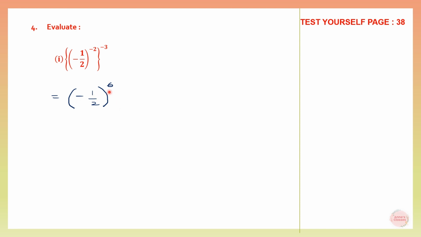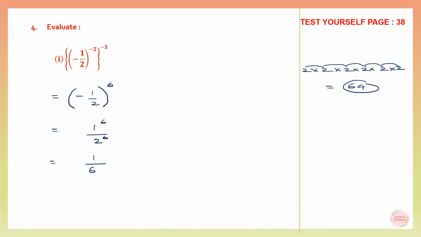Now the numerator has to be multiplied 6 times. So that means this is going to be 1 raised to the power of 6 by 2 raised to the power of 6. 1 raised to the power of 6 will be 1. Now 2 raised to the power of 6, you multiply 2 6 times. 1, 2, 3, 4, 5 and 6. 2 twos are 4, 4 twos are 8, 8 twos are 16, 16 twos are 32 and 32 twos are 64. So here we have 64. So what is our final answer? 1 by 64.